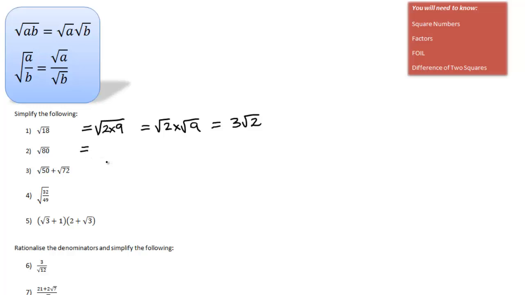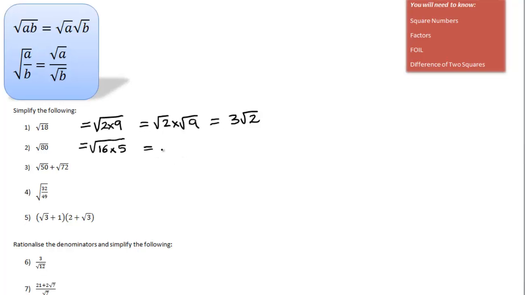Well, what two numbers multiply to make 80, one of which is a square number? And we're looking for the biggest square factor, so we could have square root of 16 multiplied by 5, because that's the same as the root of 16 multiplied by the root of 5, which in turn simplifies down to 4 lots of root 5.